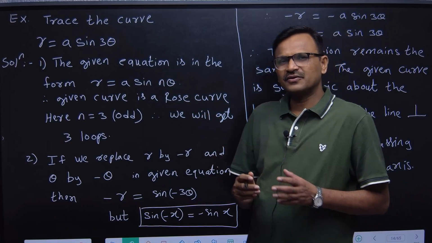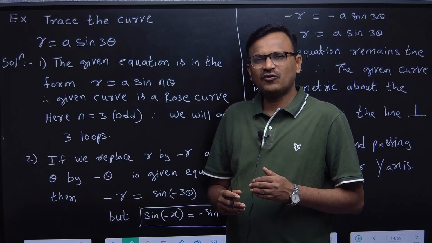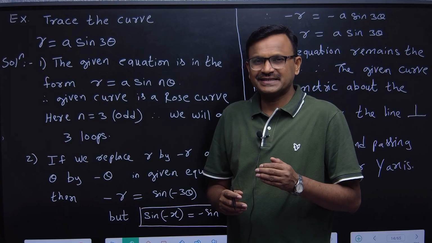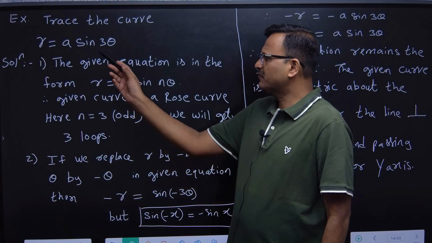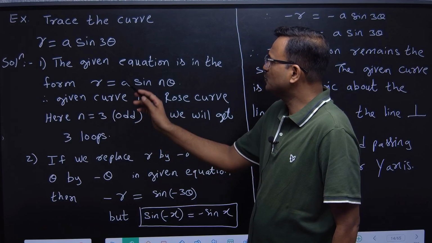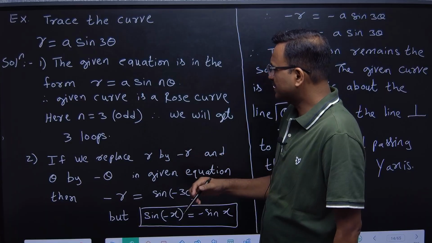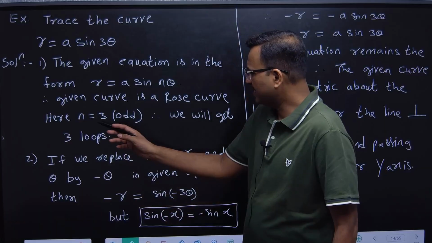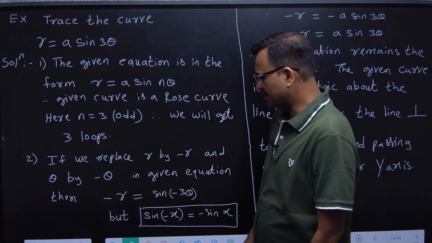We know that the equation of a rose curve is in the form r = a cos nθ, or it can be in the form r = a sin nθ. Here the given equation is in the form r = a sin nθ with n = 3, which is an odd integer. We know when n is an odd integer, we get n loops. Here n is 3, so we'll get 3 loops in this curve.